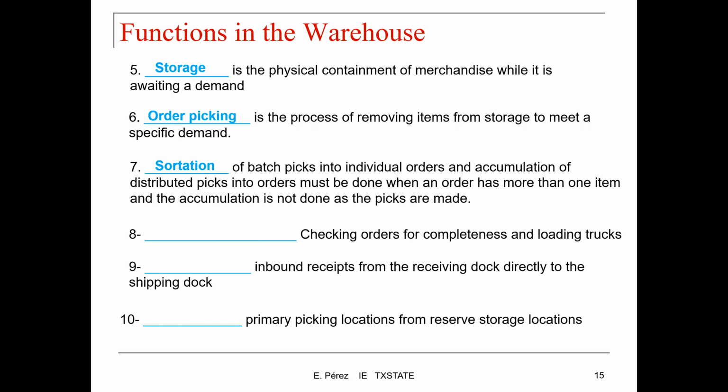Sortation of batch picks into individual orders and accumulation of distributed picks into orders must be done when an order has more than one item and the accumulation is not done as the picks are made. So if you're, for example, doing the order picking for multiple customers at the same time, you're taking all those items together, and then you have to sortate them to put together the orders for the individuals.